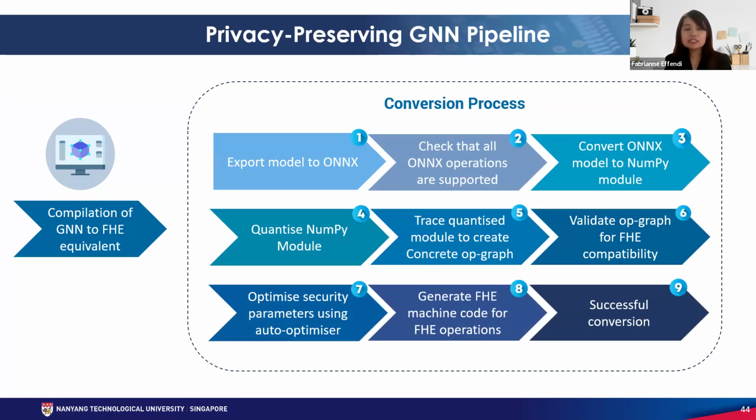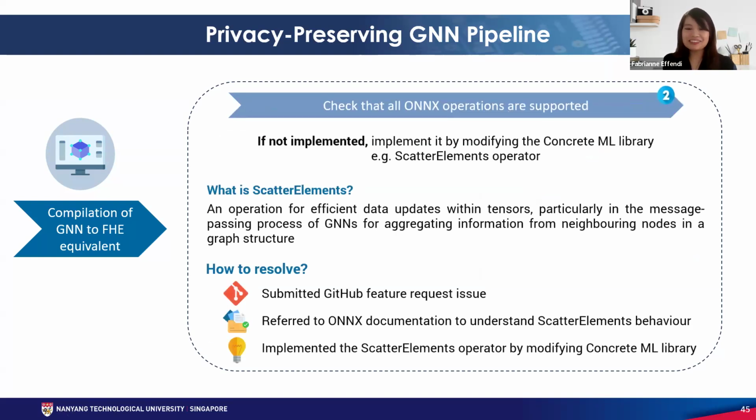After exporting this model to ONNX, we need to check that all ONNX operations are supported by Concrete ML. If it's supported, then that's great. There's less work to be done. But if not implemented, then there needs to be an implementation by modifying the Concrete ML library itself. For example, during this project, the scatter elements operator was not readily available yet. And scatter elements is a crucial operation for GNNs because of its ability to do efficient data updates within tensors and aggregate information from neighboring nodes in a graph structure.